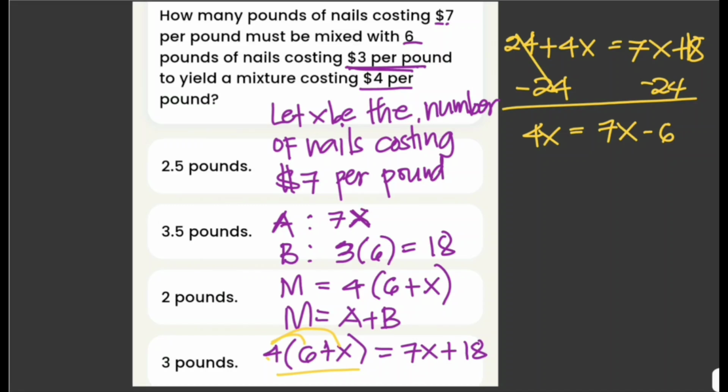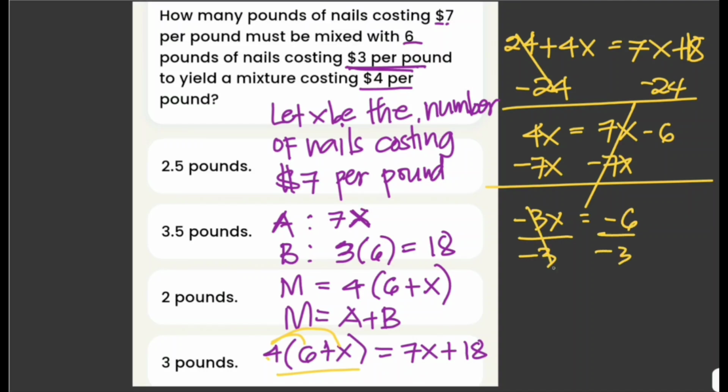And then we subtract 7x from both sides. We have negative 3x equals negative 6, and we divide both sides by negative 3. Then x is equal to 2. Therefore, the number of pounds of nails costing $7 per pound that would be mixed with 6 pounds of nails costing $3 per pound to yield a mixture of $4 per pound is 2 pounds.